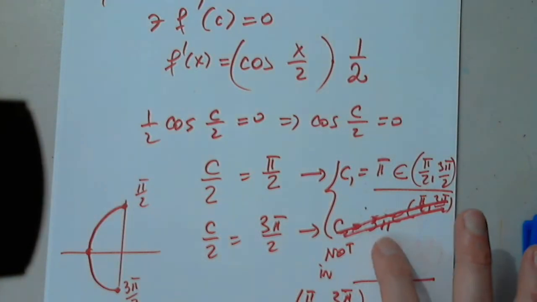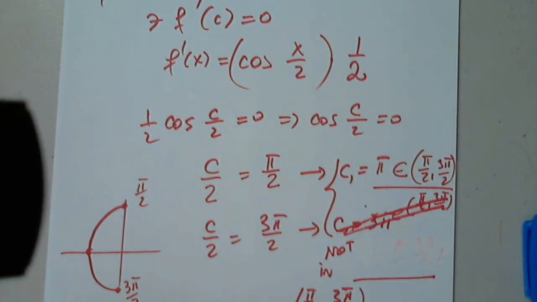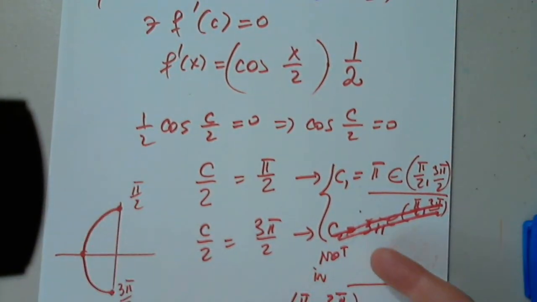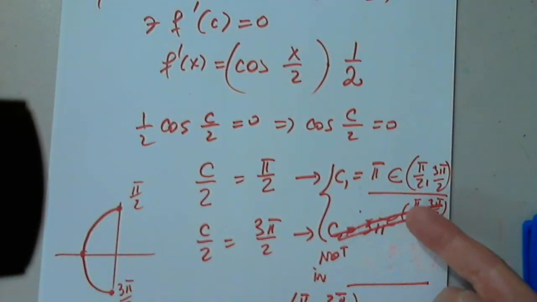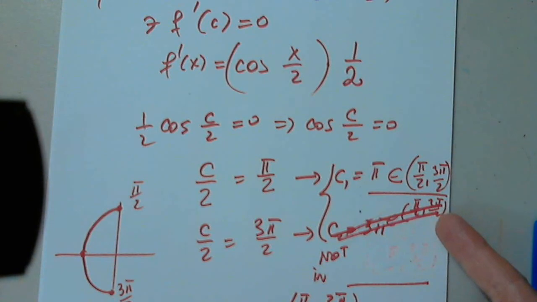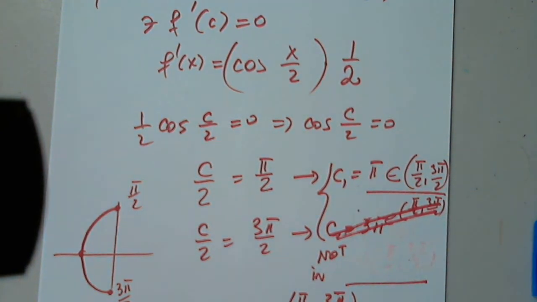So that's why we always have to check. You don't even have to graph. So 3 pi is 3 times 3 is 9. But this is pi over 2, and this is 3 pi over 2. So this is way outside of the interval. So 3 pi is not in the interval. So the only answer is pi.